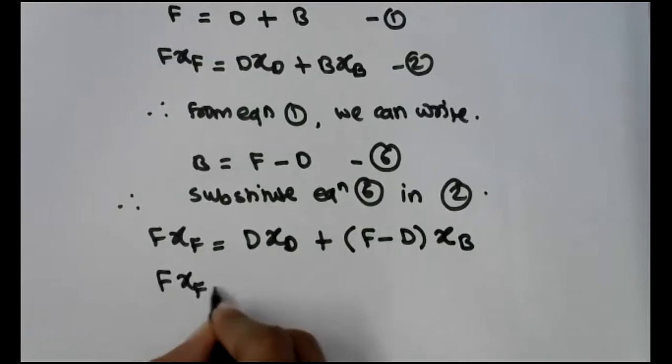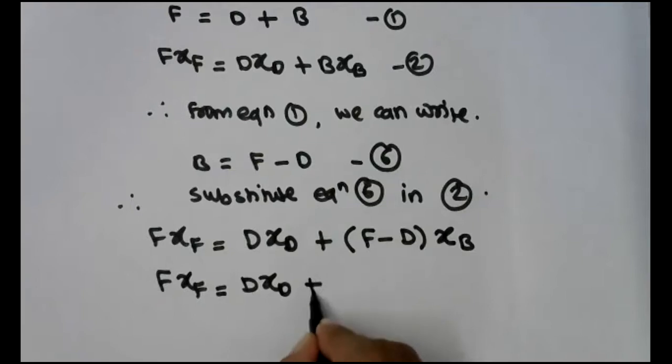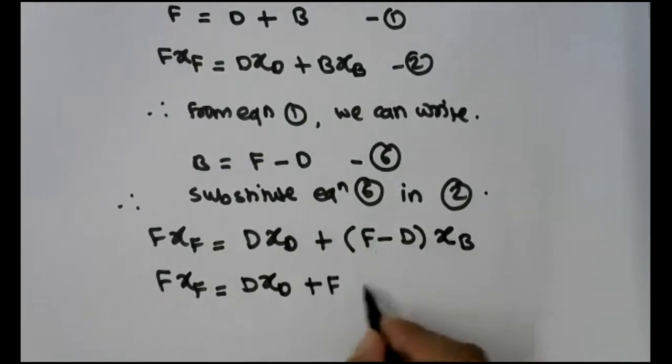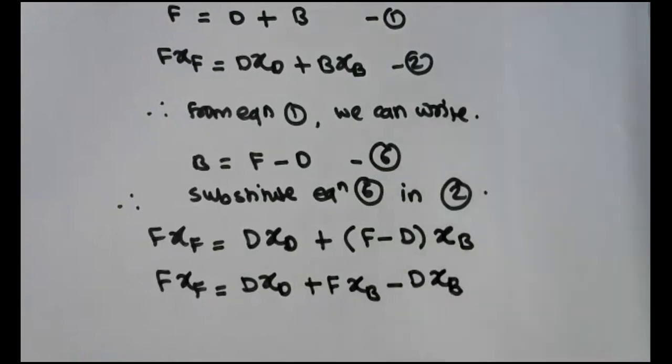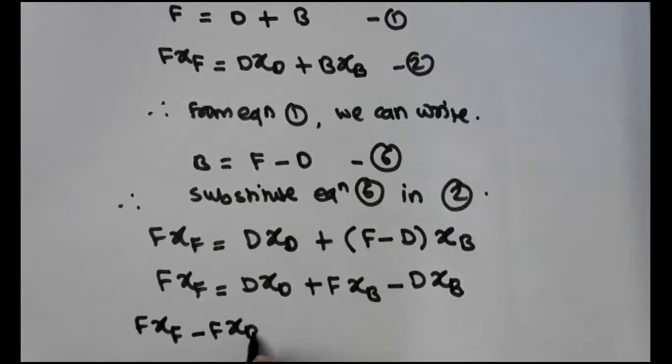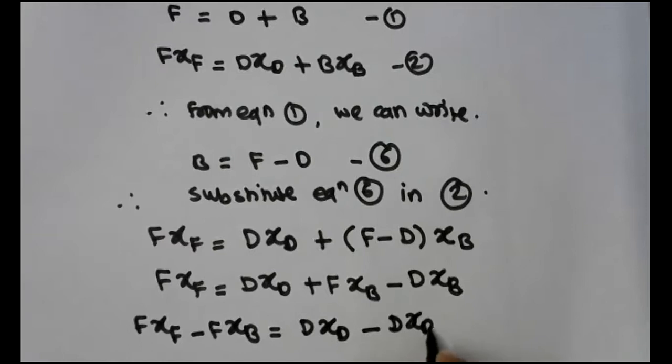So FxF = DxD + F into xB, I am opening the bracket, and minus D into xB. So collect the similar terms. Just transfer this FxB to LHS. So FxF − FxB = DxD − DxB.